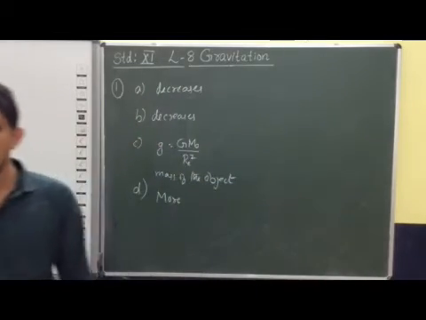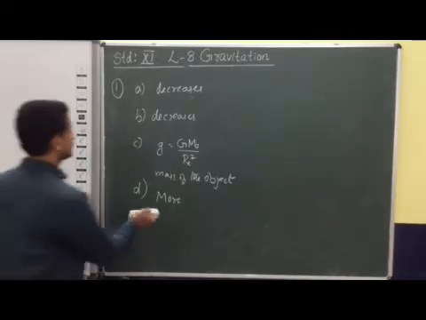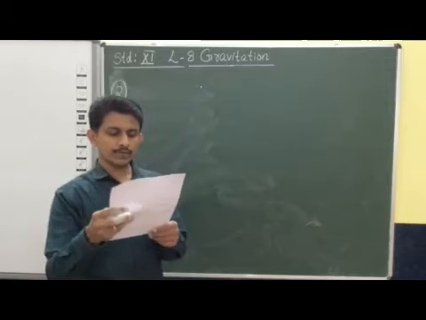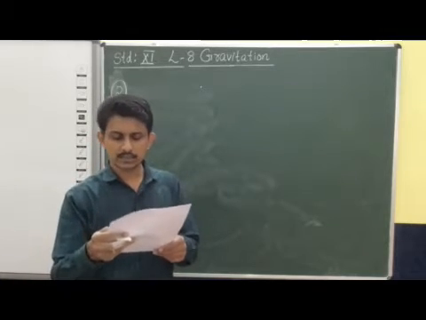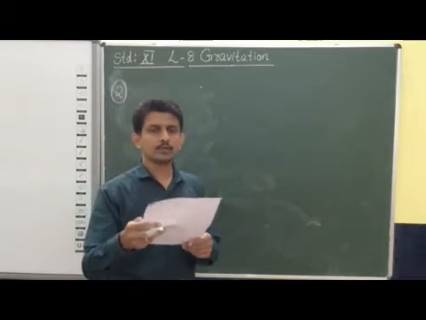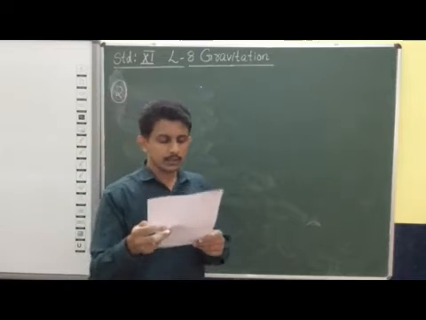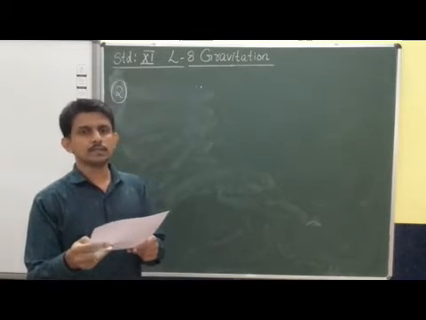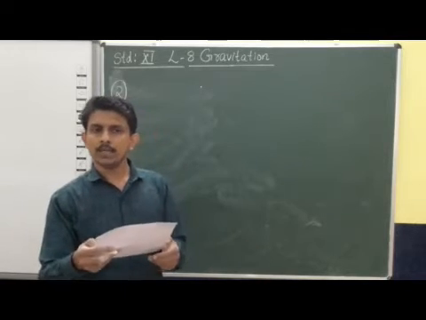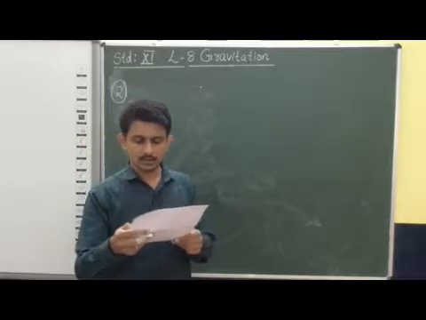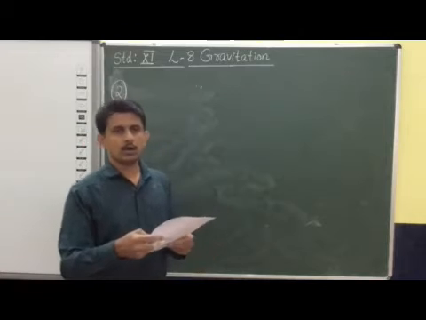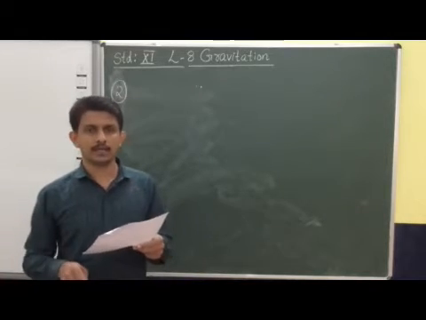Now we will go to question number 2. A planet that goes around the sun twice as fast as the earth: what would be its orbital size compared to that of the earth? So the speed of the planet is twice the speed of the earth. Orbital size means we have to find the orbital radius.